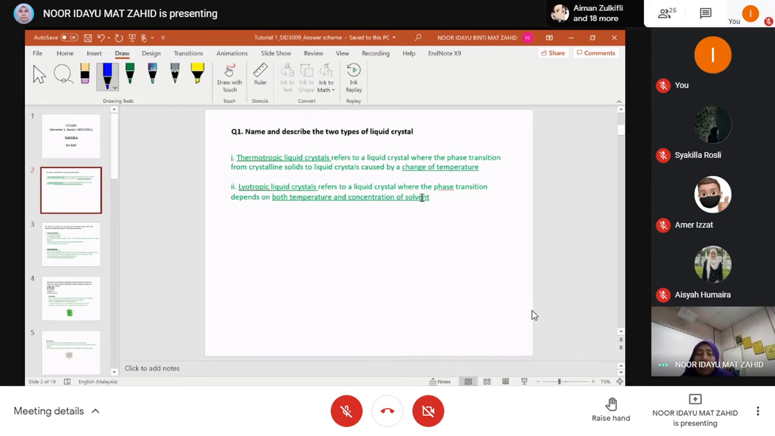So I hope by now you are aware that there are 2 categories of liquid crystal. First, the thermotropic liquid crystal, which refers to a liquid crystal where the phase transition from solid to liquid crystal is due to change of temperature, either by heating or cooling. And the second type is called lyotropic liquid crystal, where the liquid crystal phase transition depends on both temperature and concentration of solvent.